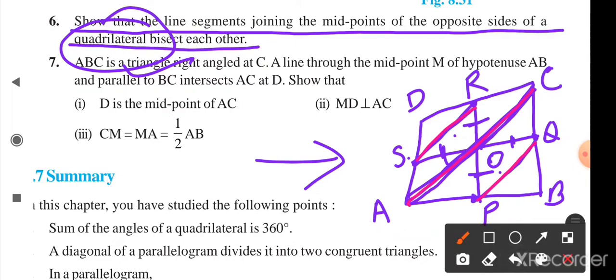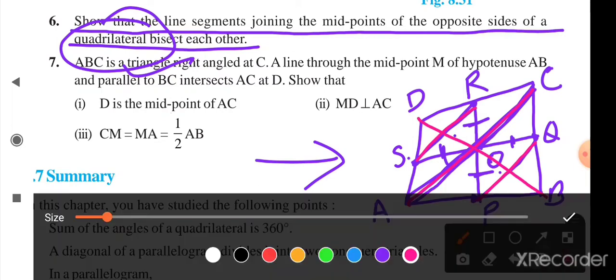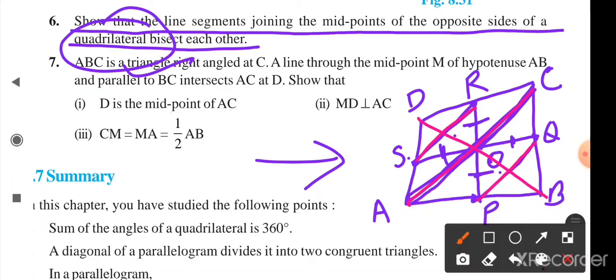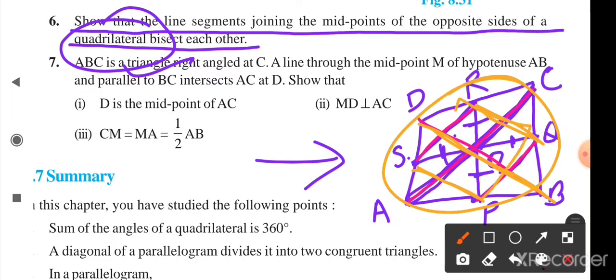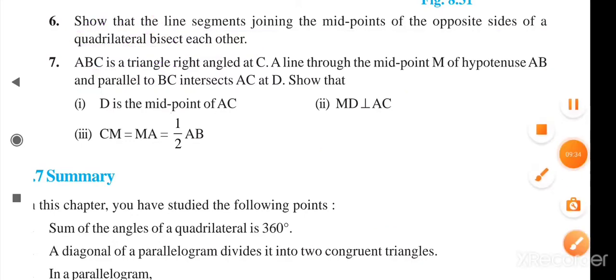Similarly, if you join the other diagonal BD, you can see that PS and RQ, again these two lines are equal to each other, and each is half of the diagonal BD. So you can say that the opposite sides are equal, hence PQRS is a parallelogram. I will show the solution also.